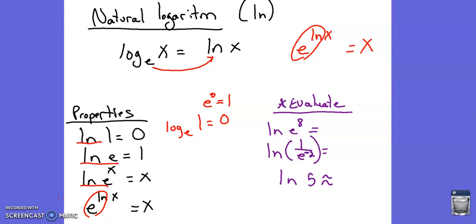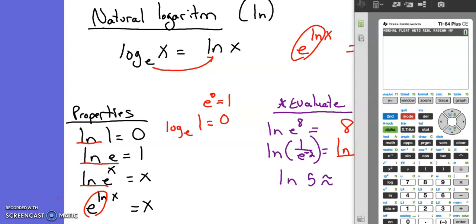So if I ask you to evaluate, here are some examples. If I had ln of e to the 8th power, remember ln and e are inverses of each other, so the answer is 8. And think of this as ln of e to the negative second, which is the same as e to the 2nd power, because with the negative exponent you're going to flip it. And these are inverses of each other, so the answer is 2. And here, ln 5, this is just a matter of using your calculator, evaluating the natural log of 5 and getting your answer of 1.6. And then depending on how many decimal places I tell you, let's say 1.61.